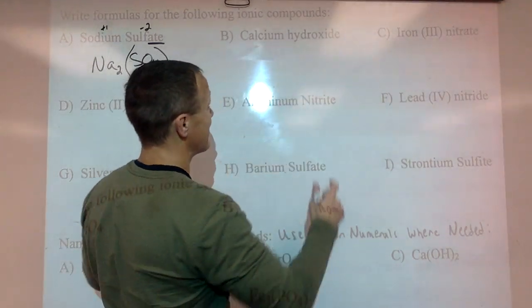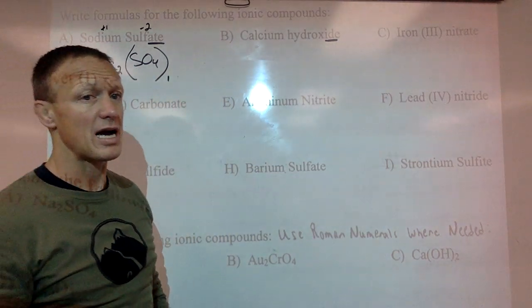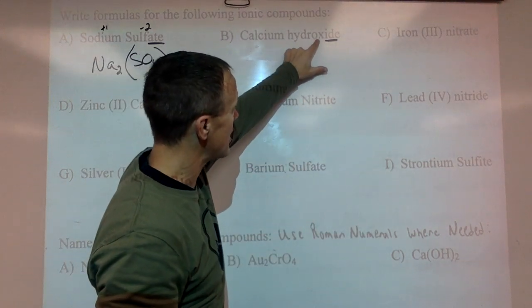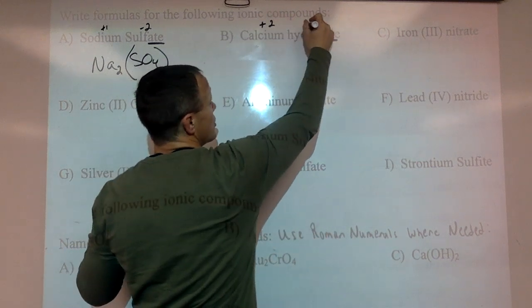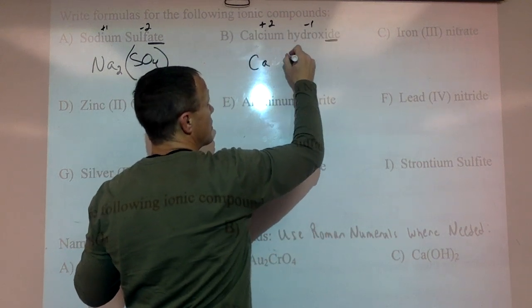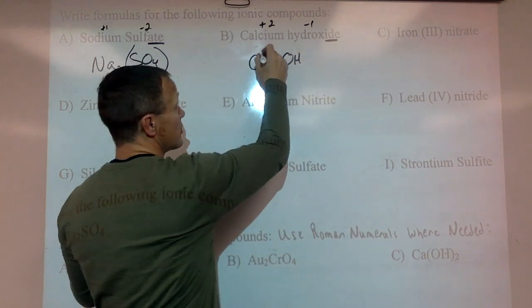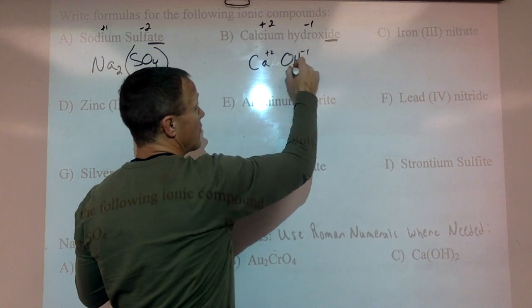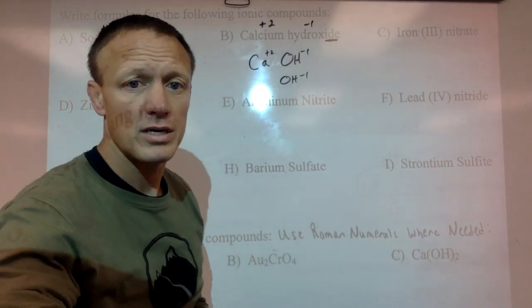Calcium hydroxide. Again, this is one of the ones that does end in "ide." People want to say this is just hydrogen, but it's hydrogen and oxygen, so it's on the polyatomic ions list. Calcium's a plus 2 charge. This is a negative 1. Well, if this is plus 2 and this is negative 1, we're going to need a couple of these to equal it out.